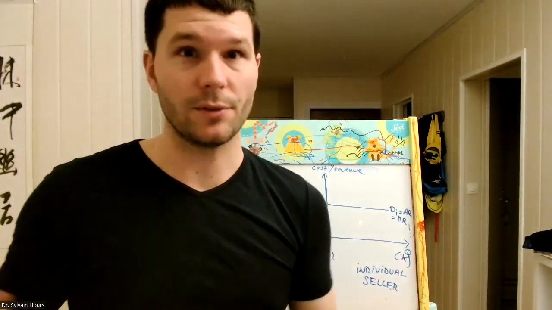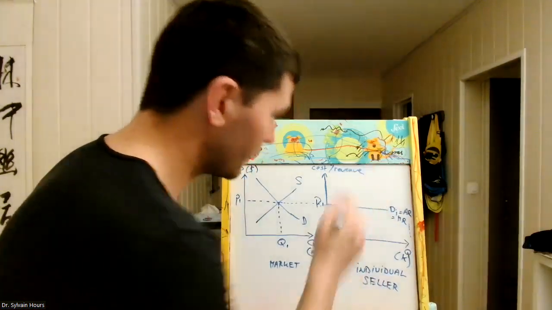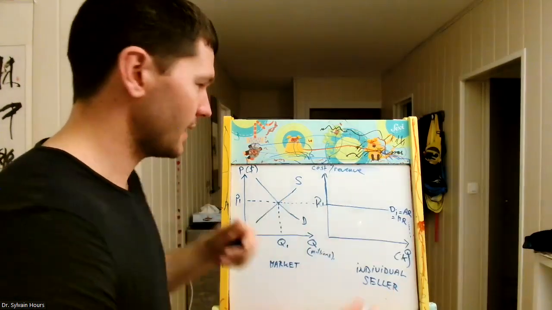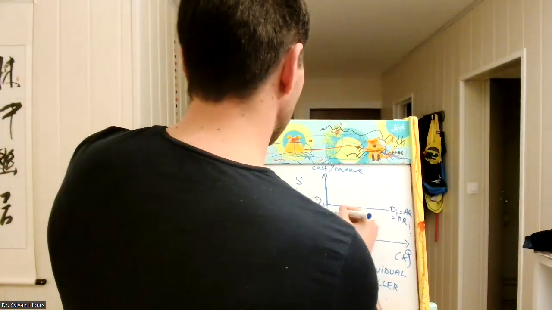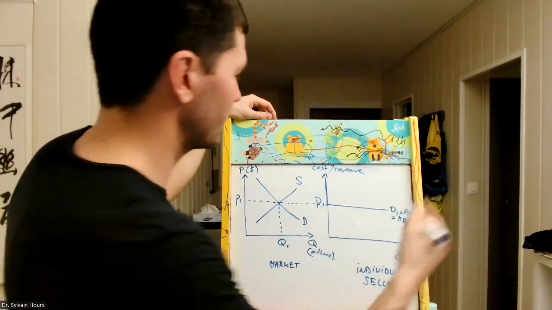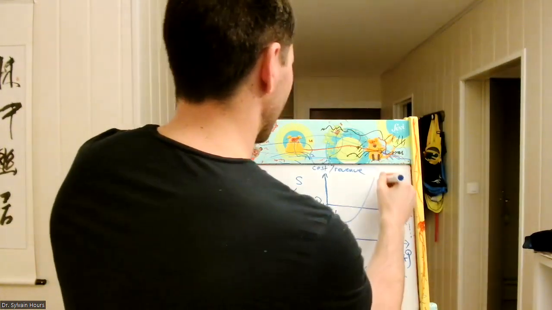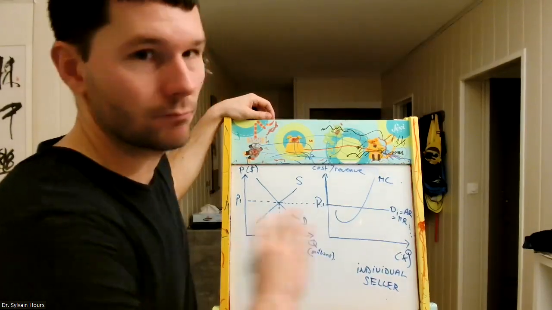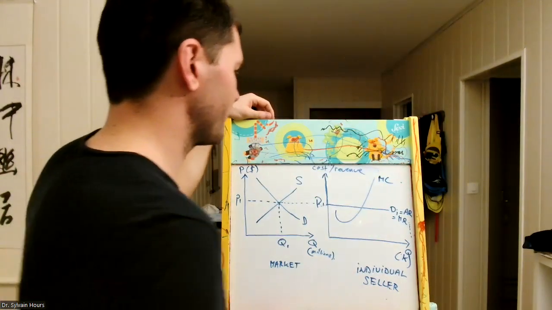Remember that to maximize profit, the rule is MC equals MR. We have MR, but we don't have MC. Well, let's add it, let's graph it. So MC usually is represented as a swoosh shape like that. That's the marginal cost. I'm not going to explain why.